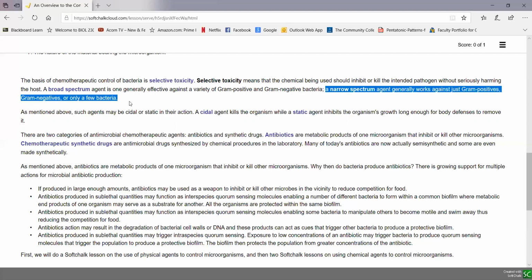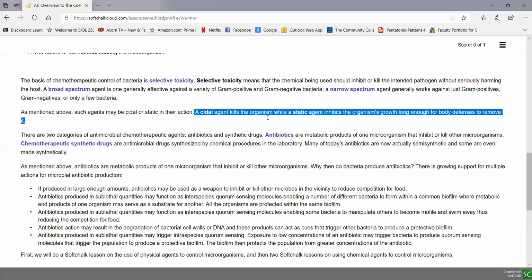They generally only work against Mycobacterium tuberculosis, for example. And again, these chemical agents we use to treat infection may be cidal or static in action depending on the agent we're using. Remember that a cidal agent kills the organisms, whereas a static agent inhibits growth long enough for the body's defenses to catch up and remove the organisms.